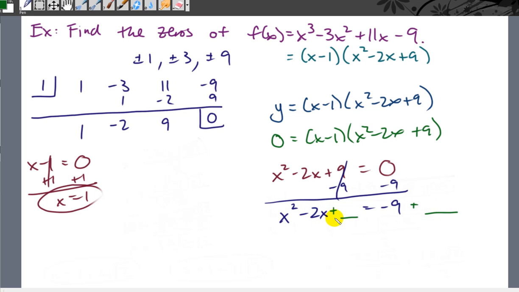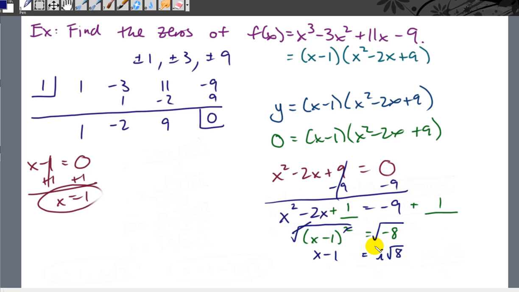Negative 2 divided by 2 is negative 1. Negative 1 squared is positive 1. So 1 comes here. Then we need to factor this, so this is x minus 1 squared. And negative 9 plus 1 is negative 8. Take the square root of both sides, so this cancels. And we get x minus 1 equals, the negative implies that i is going to come out, so we have i times the square root of 8.